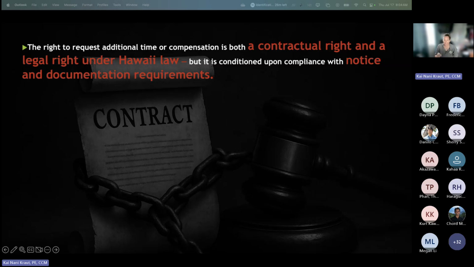So the right to request additional time and compensation is not only a contractual right, it's a legal right under Hawaii law. So that's why we spent so much time talking about that. It is conditioned upon compliance with notice and documentation requirements. So we have to follow it.